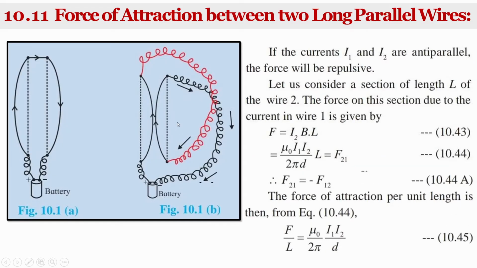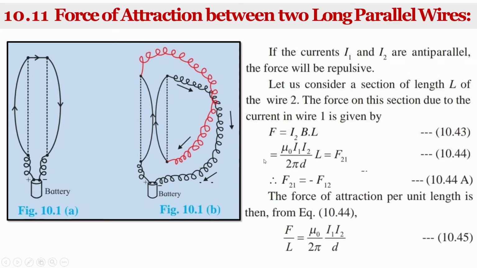Next, if the currents I1 and I2 are anti-parallel, the force will be repulsive. That means if the currents flowing through the wires are in the same direction, there is an attractive force, and if the currents I1 and I2 are anti-parallel, meaning they are in opposite directions, then the force will be repulsive. So let us consider a section of length L of wire 2. The force on this section due to the current in the first wire, we know that the force F is equal to I2 B L.